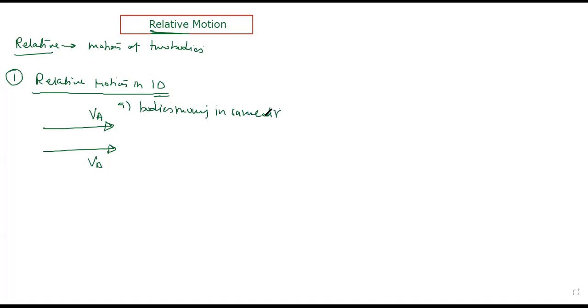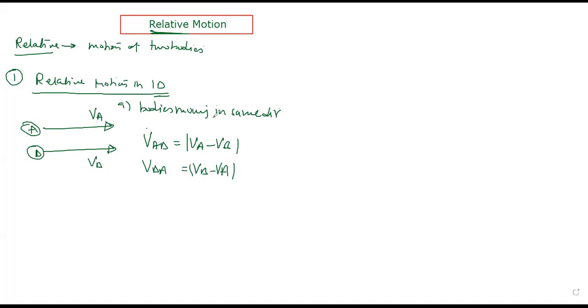If two bodies move in the same direction and somebody asks you what is the relative velocity, they can ask for the relative velocity of body A with respect to B, or body B with respect to A. So you can write VAB as VA minus VB, or if you want to write VBA, you can write VB minus VA. If you take the magnitude, it is always equal. The relative velocity of A with respect to B or B with respect to A is the same in magnitude.